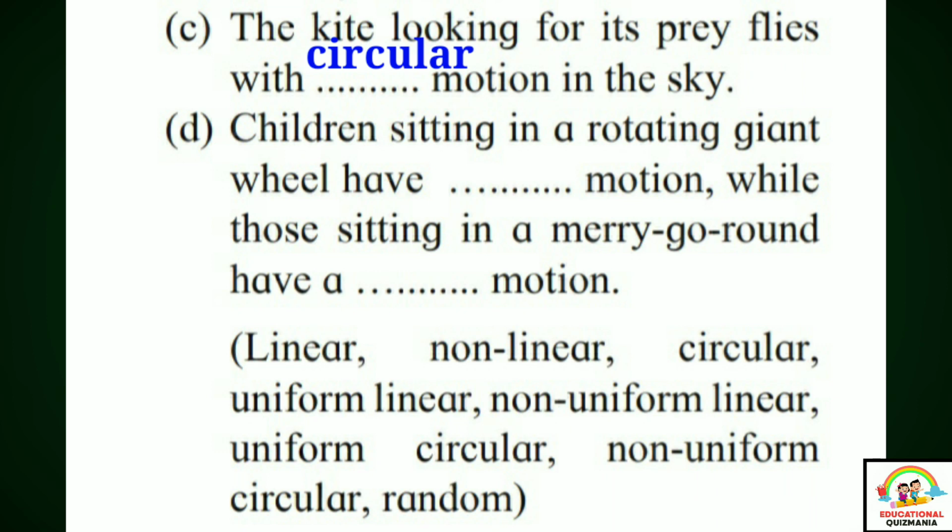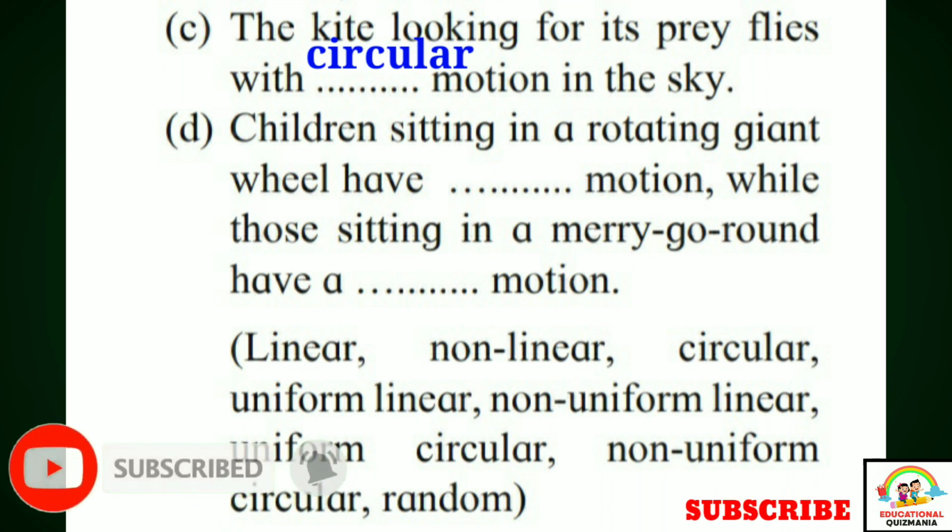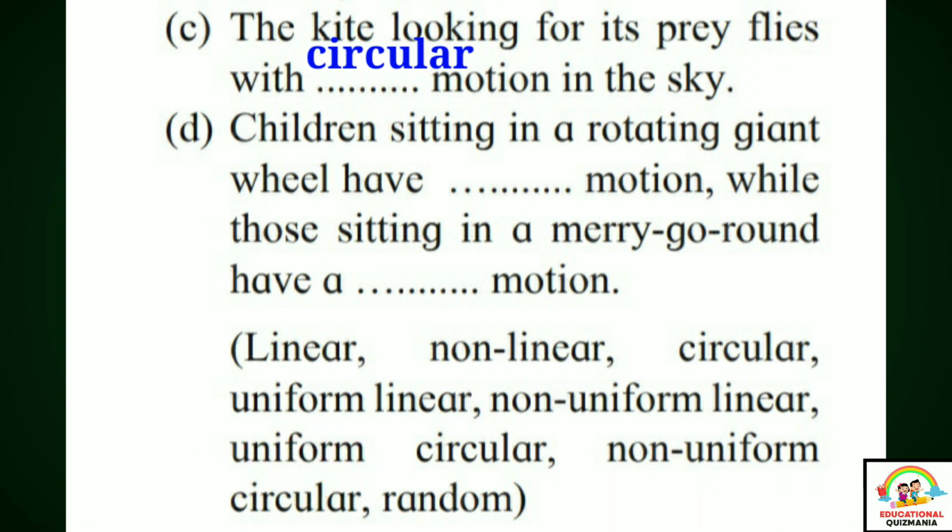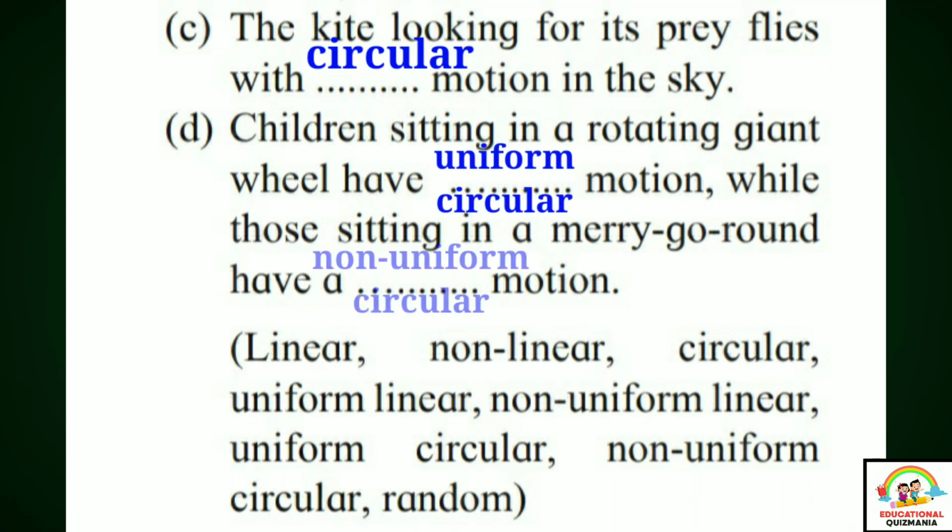circular. D, children sitting in a rotating giant wheel have dash motion while those sitting in a merry-go-round have a dash motion. Answer is uniform motion and non-uniform circular motion.